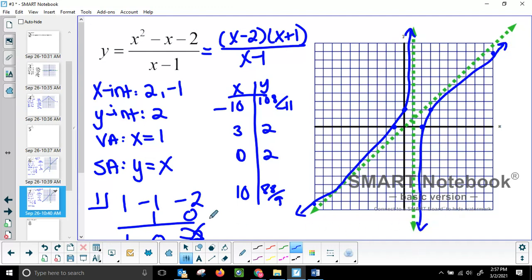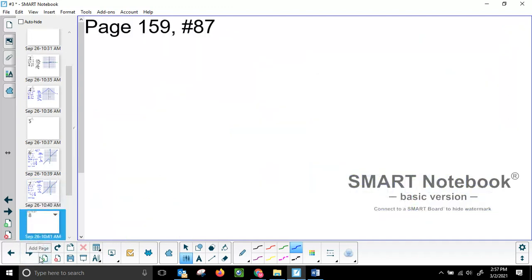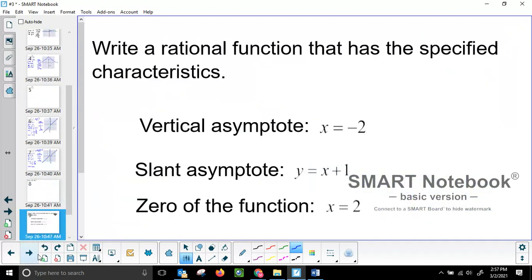And done. So there are slant asymptotes. Okay, so now we're going to talk about the last type of problem that you're going to see. Basically, this is going backwards. It says write a rational function that has the specified characteristics.